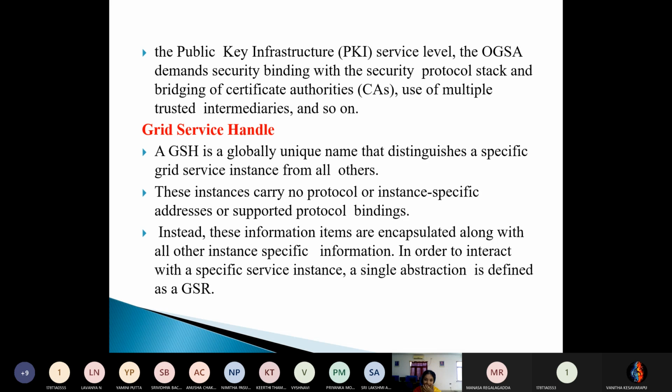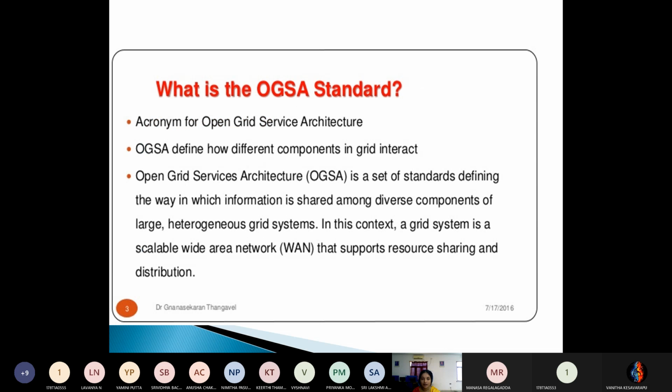So these are the different functions available in the OGSA. Next, coming to the OGSA standard. What is meant by the OGSA standard? What is the full name of the OGSA? Open Grid Services Architecture. OGSA defines how different components in a grid interact. So why we use OGSA is for how the grid interacts with the different components.